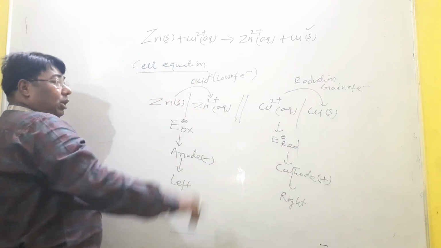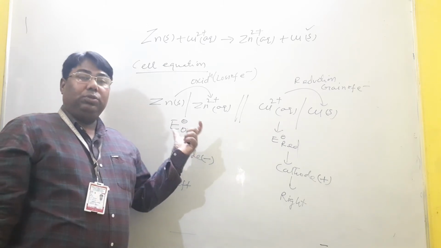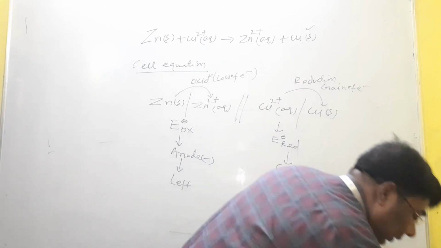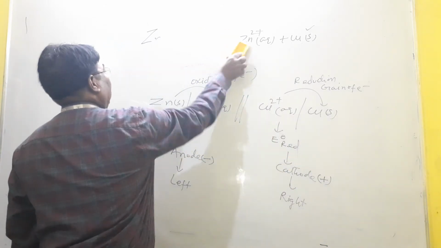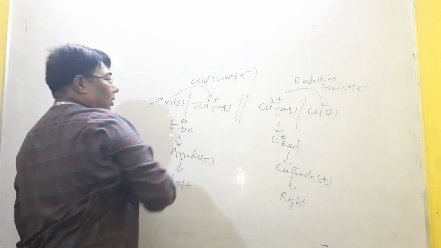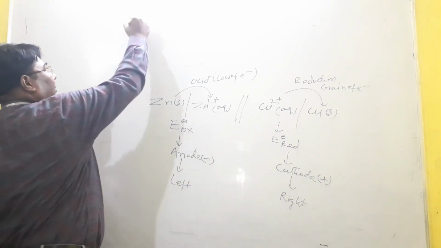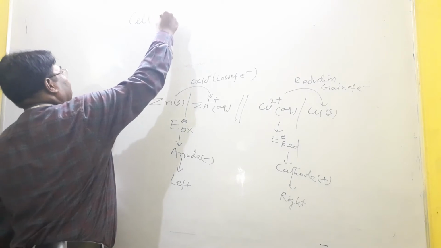And when we find the potential difference between these two, it is said to be the cell potential. So all of you try to understand what the cell potential is.